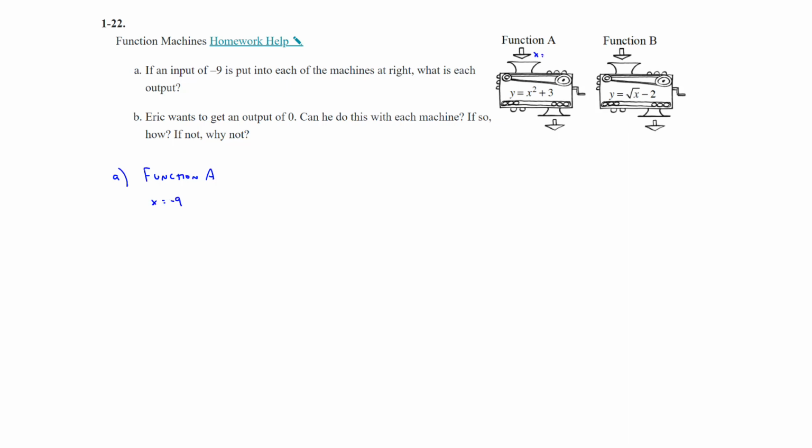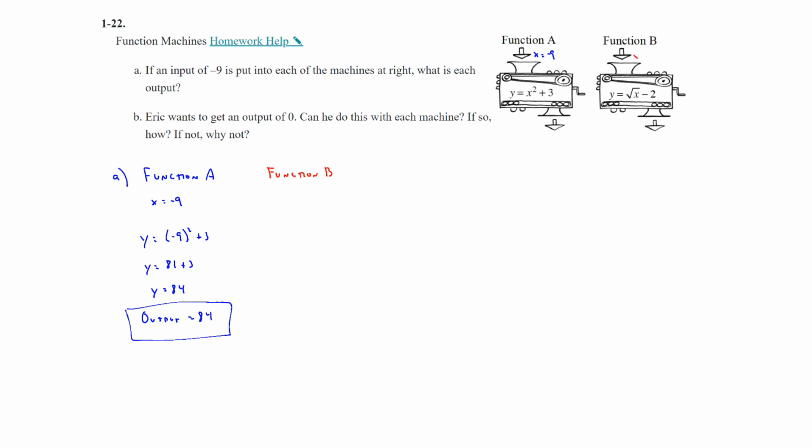So right here is where we're going to plug it in. So wherever there's an x, we're going to replace it with -9. Now x is being squared, so that means the value of x, which is -9, has to be squared. So that's a positive 81 plus 3. So it looks like we get an output of 84. So if the input is x equals -9, then the output is equal to 84.